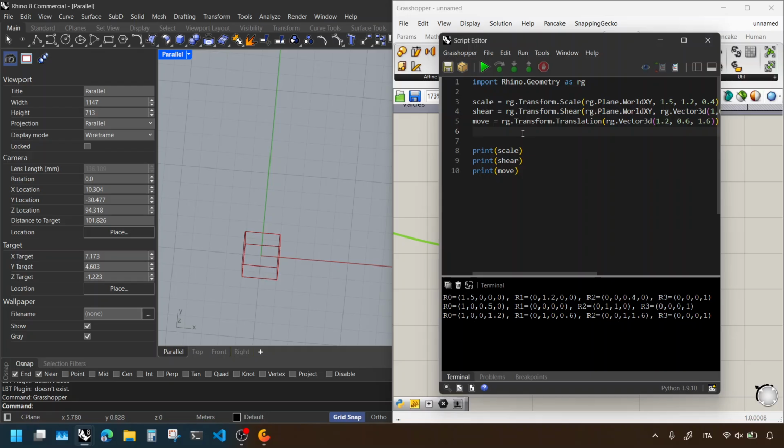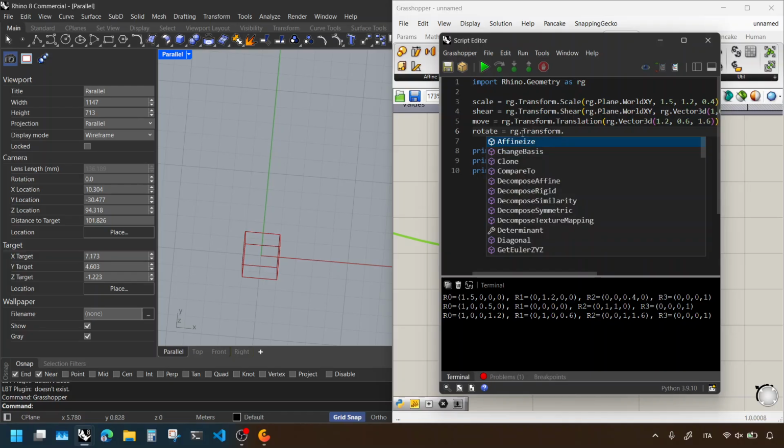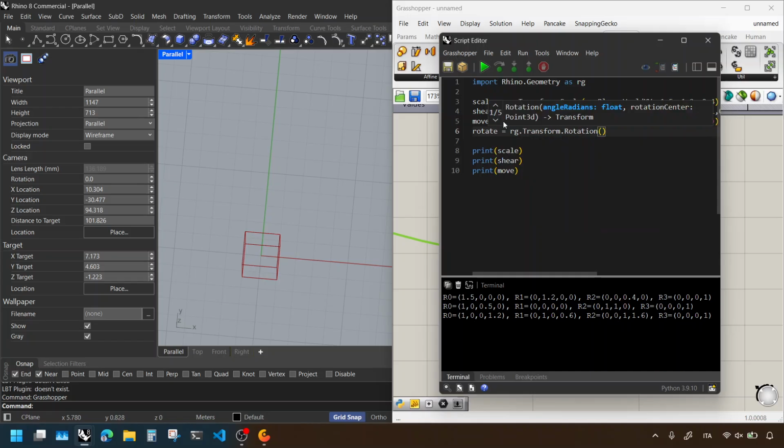And the last transformation is rotation. So rotate is just Rhino geometry dot transform dot rotation. Okay, so let's say this rotation, and we can put in a bunch of different stuff. Let's see which one we like. I guess start direction, float, rotation center, vector 3D, float, rotation axis. Yeah, let's use this one. So we put in a float, which is the angle in radians.